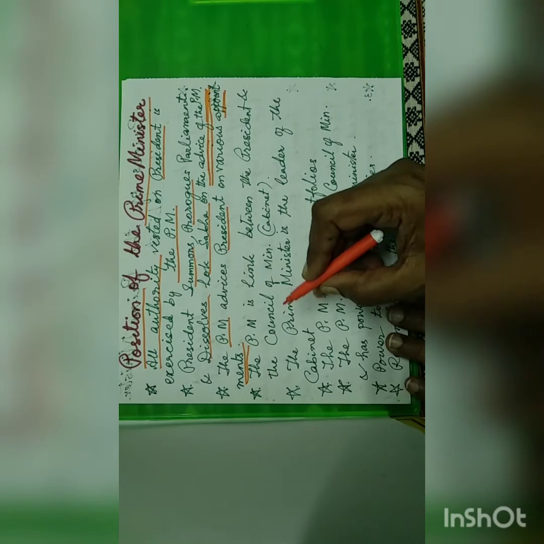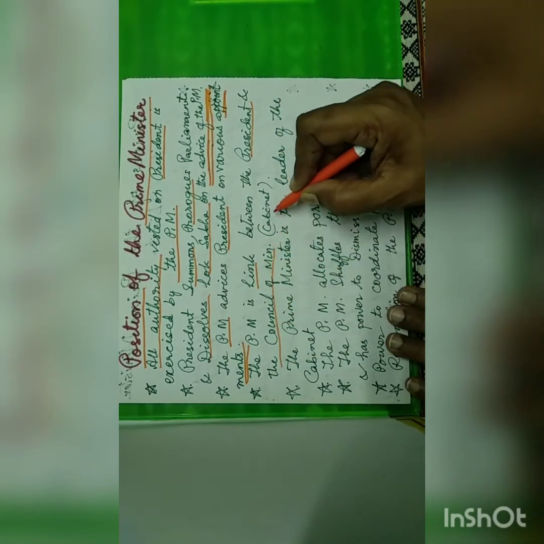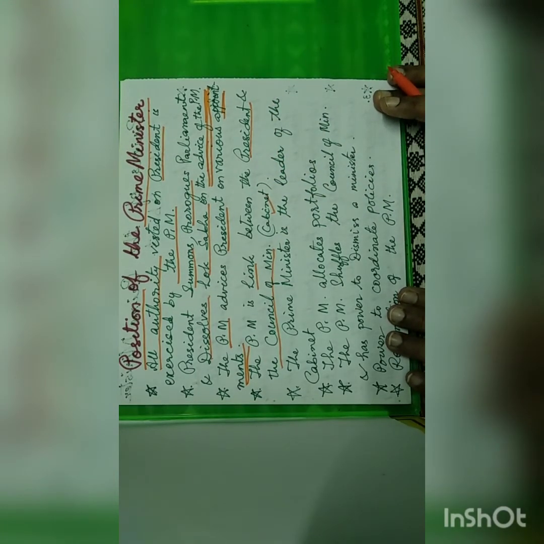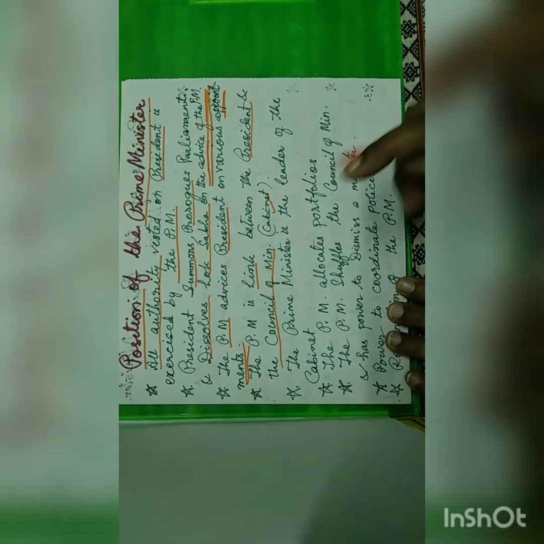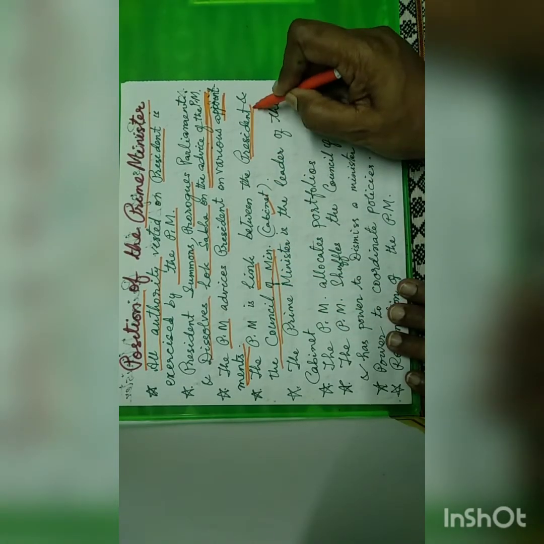The next is, the Prime Minister is a link between the President and the Council of Ministers. The Council of Ministers, headed by the Cabinet, all top-ranking ministers in the Cabinet, decide the policies of the government. While the President usually does not remain present, the Prime Minister and the Cabinet ministers decide. But all that has been decided must be intimated to the President in writing by the Prime Minister. So, the Prime Minister is a link between the Council of Ministers and the President.